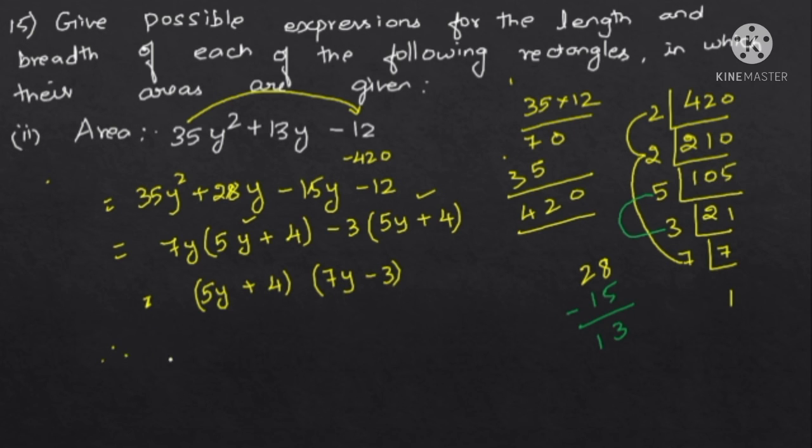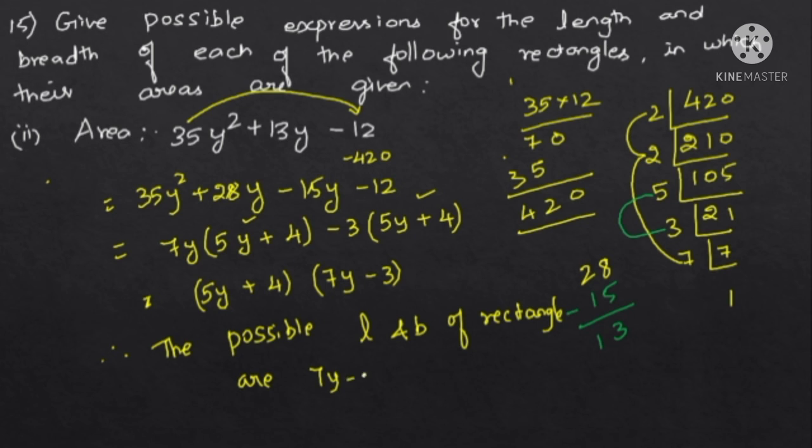Therefore the possible length and breadth of the rectangle are 7y minus 3 and 5y plus 4. This is the answer.